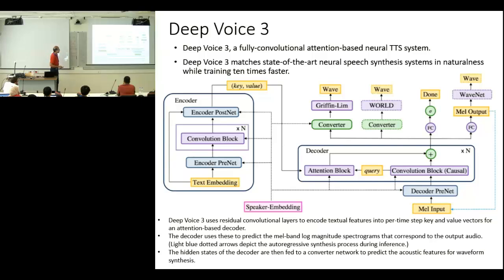Deep Voice 3 uses residual convolutional layers to encode textual features into per time step key and value vectors for an attention-based decoder. The decoder uses this to predict the mel-band log magnitude spectrogram that corresponds to the output audio, and so on. Hidden states of the decoder are then fed to the converter network to predict the acoustic features for waveform synthesis.